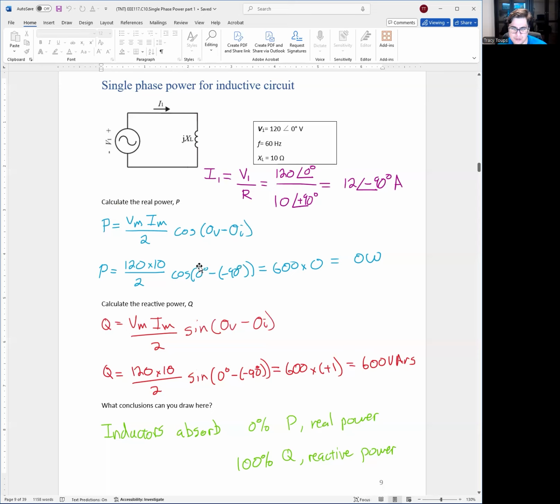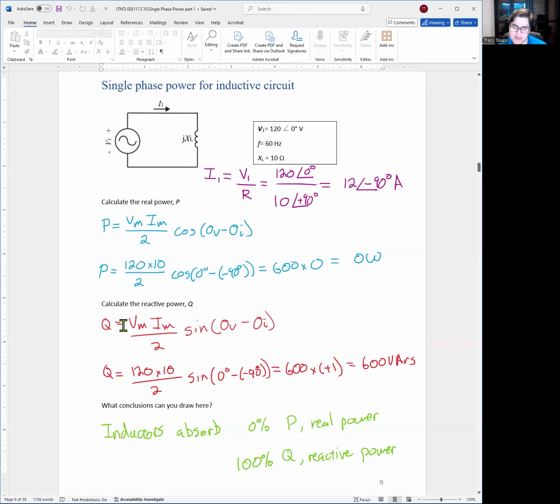Because you have 0 degrees minus a negative 90 degrees, and that's a positive 90 degrees. Cosine of positive 90 degrees is 0. So you're getting 0 watts. So it tells me that this inductor is not taking any real power out of the circuit. It's 0. What about reactive power?